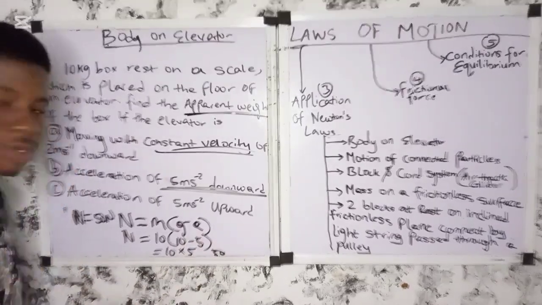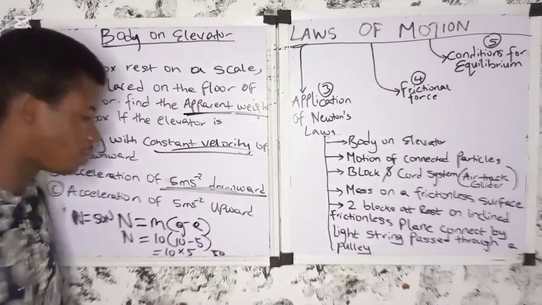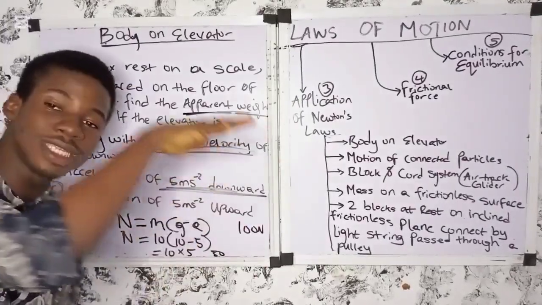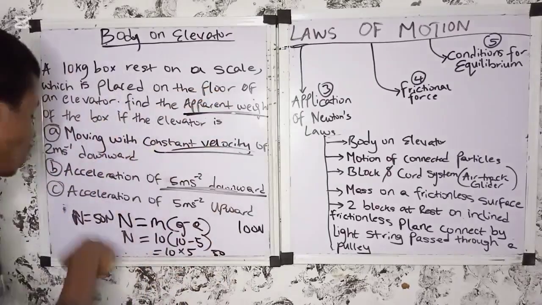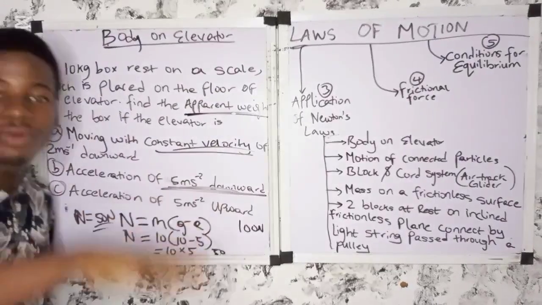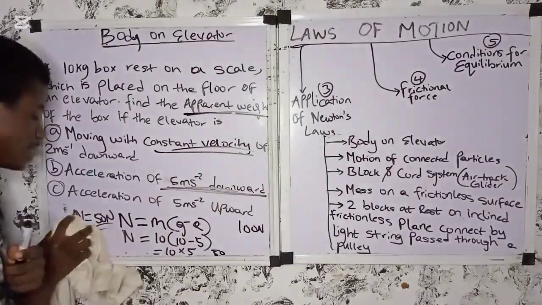Remember the true weight of the body? The true weight of the body was 100 Newton. Now when the elevator is moving down, the weight is now 50 Newton. So the body will now become light.